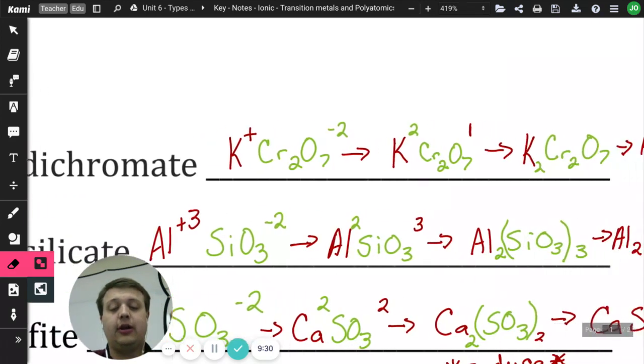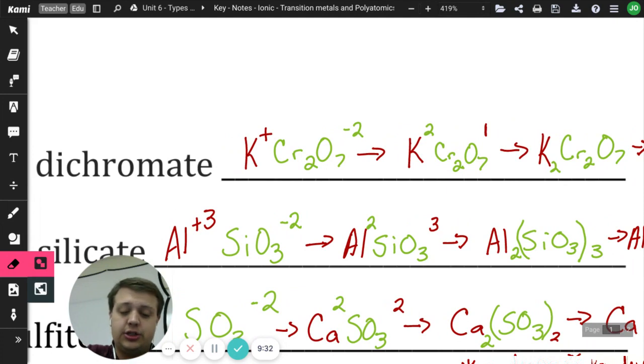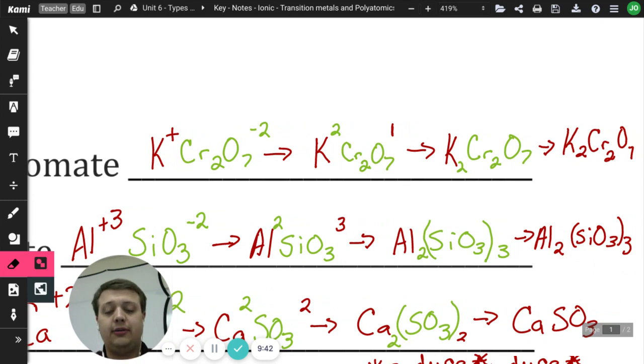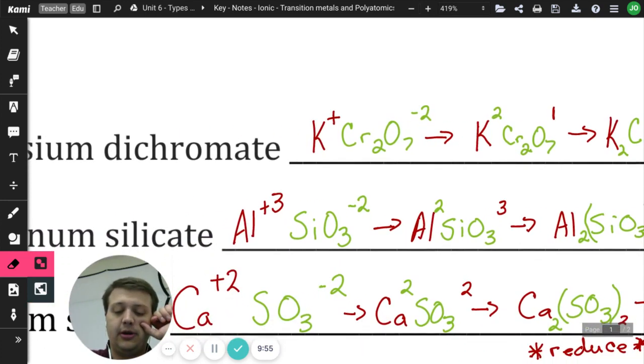Aluminum silicate. Aluminum has a +3 charge. Silicate, which is SiO3, has a -2 charge. So then we would swap, drop, reduce. The 3 from the aluminum goes over to silicate. The 2 from the silicate goes over to the aluminum. Drop it down. You get Al2(SiO3)3. And you do need to remember your polyatomic ion in those parentheses.